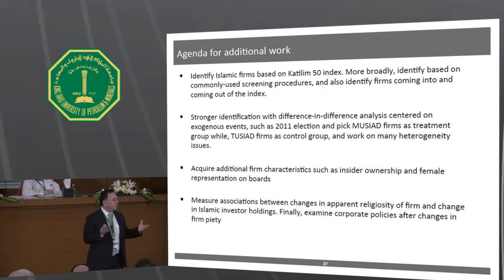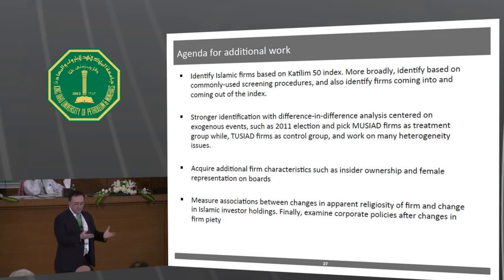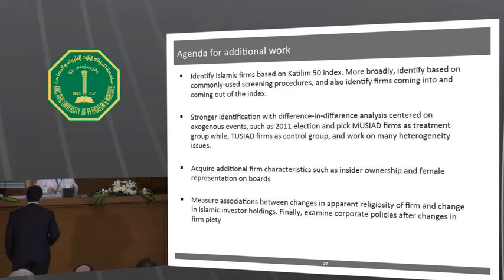So therefore, we are going to use the secular firms as a control group and then see the Musiat firms, which is the religious firms, if after the election there is a treatment effect, if there are some changes in those groups, okay? And then they basically affected the investors as well, because they might end up getting more Islamic investors, okay? Anyway, I'll stop in here. Thank you very much.